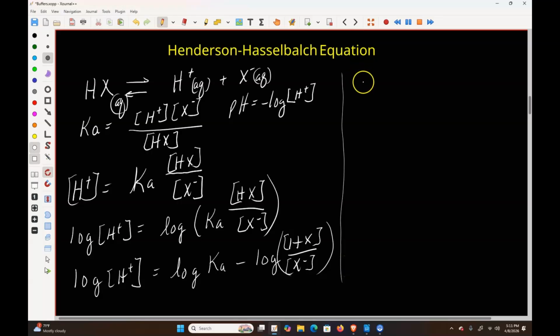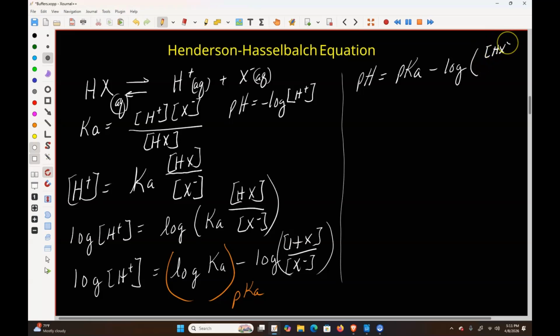Okay, I know that the negative log of H plus is pH. The negative log of Ka is called the pKa. So pH is going to equal the pKa minus the log of the ratio of the HX to the X negative. Okay, I do not like having a negative sign in my equation, so I tend to forget to put it in there. So let's rearrange this a little more.